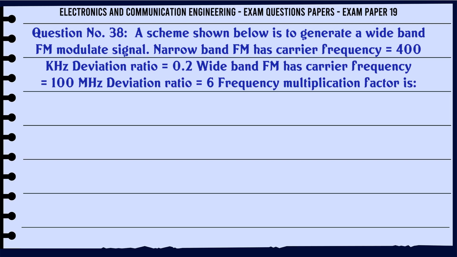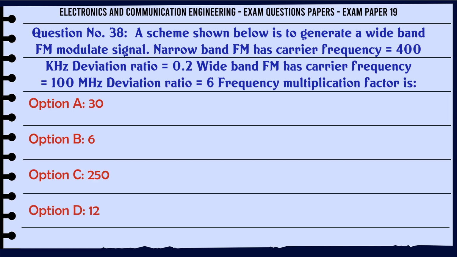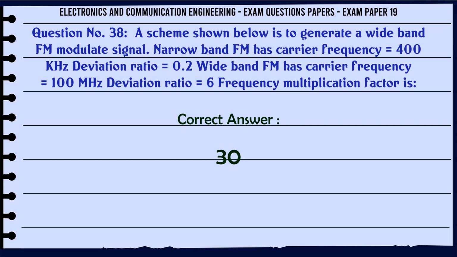A scheme shown below is to generate a wideband FM modulated signal. Narrowband FM has carrier frequency 400 kHz, deviation ratio 0.2. Wideband FM has carrier frequency 100 MHz, deviation ratio 6. Frequency multiplication factor is A. 30, B. 6, C. 250, D. 12. The correct answer is 30.